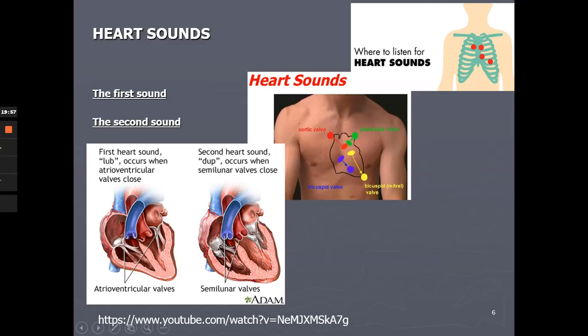There, so we got to hear it, the lub and the dub. And remember, it is those valves that are closing. Now, it is possible to hear all four valves close by listening at different regions. Okay, and so if you take your stethoscope and put it in different regions, you can actually get really good and be able to hear each valve close. I'm not that good, but I do have some friends that are really good at doing that.